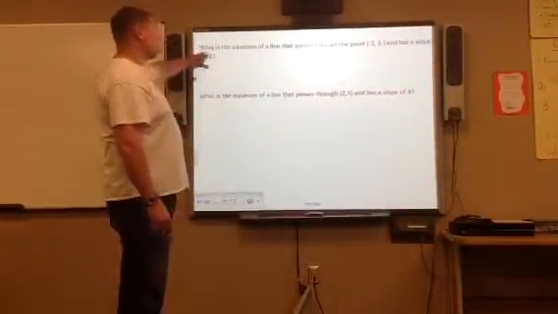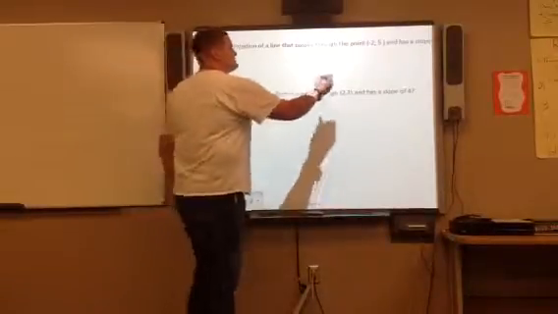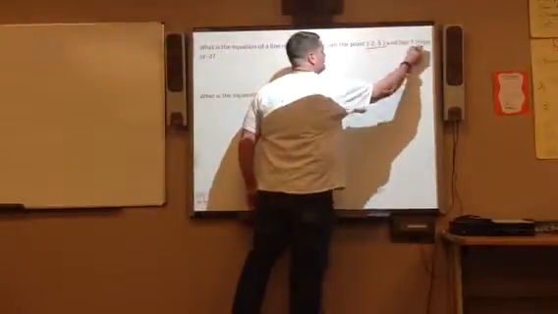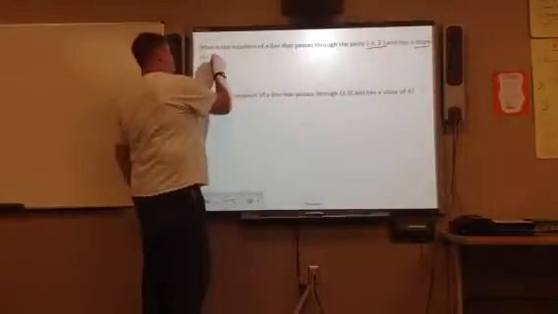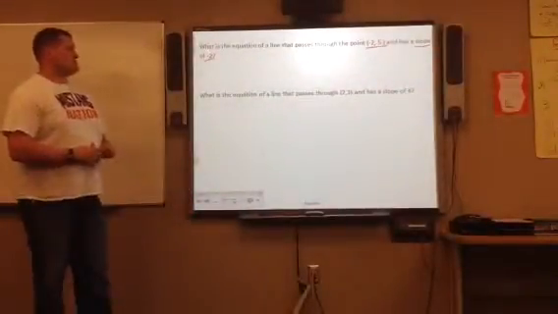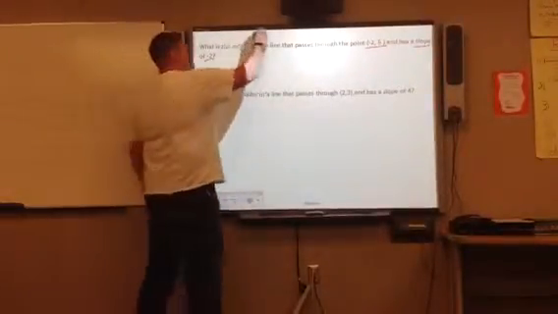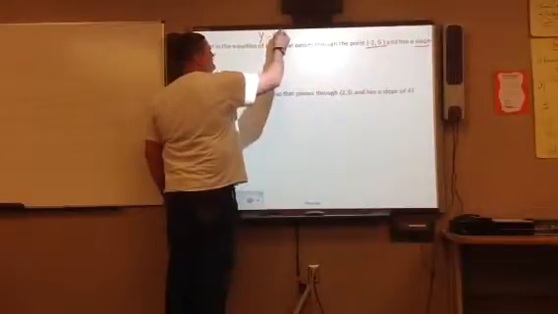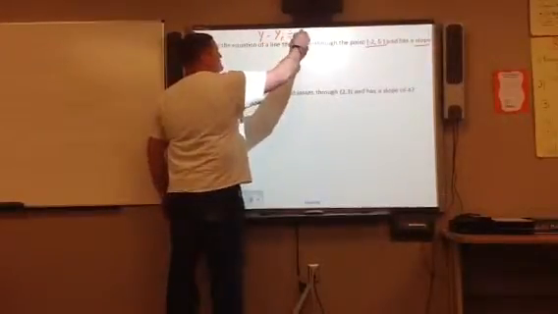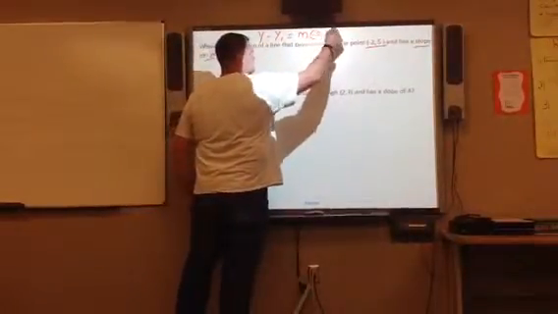So we need the equation of a line that passes through the point -2, 5, and it's going to have a slope of -2. So again, we're going to start off, I'm going to put it right at the top of my paper so I make sure I have it. y minus y1 equals m times x minus x1.